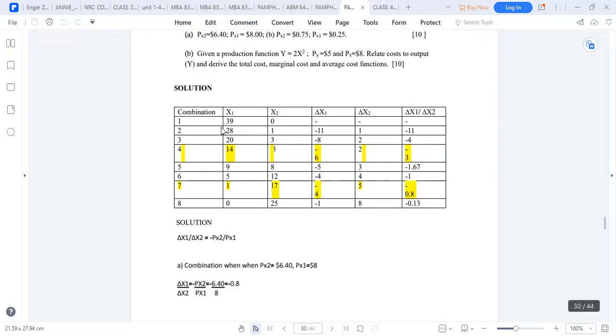So here, the first combination was what? 11. So you need to look at which combination will equate to what we found there. We call that the marginal rate of technical substitution, MRTS. Whatever will be equal to the figure we're going to get is the optimal combination. So price of X2 is 6.40 and price of X1 is 8. So we divide 6.40 divided by 8, we get negative 0.8. So when we check in here, we're going to find negative 0.8 on combination 7.